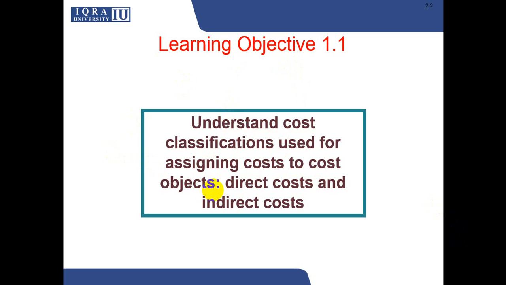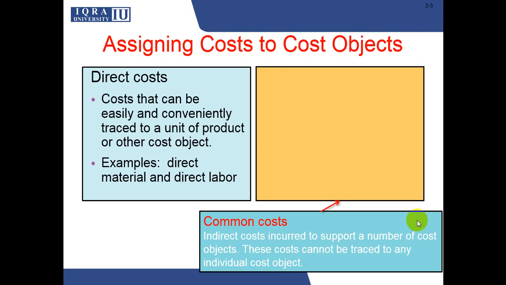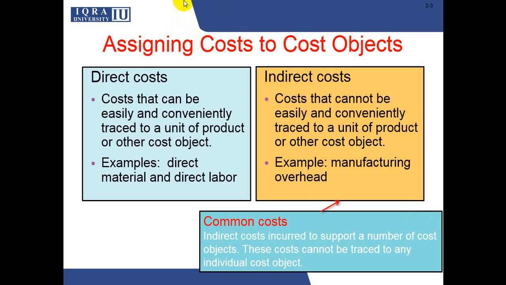In this chapter, we will discuss the cost. First, we are going to discuss the direct cost and indirect cost. The direct cost is the cost that can easily and conveniently be traced to a unit of product or other cost object. Any cost that is directly or easily attributable to a product or service is called direct cost.